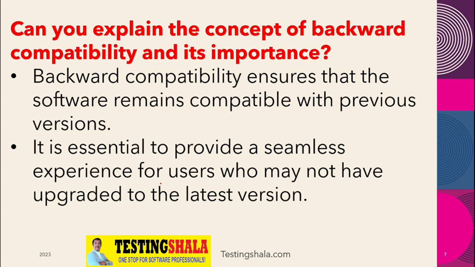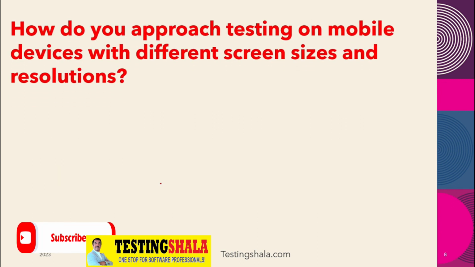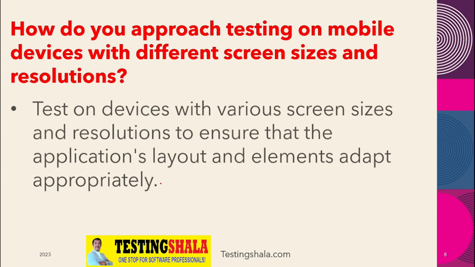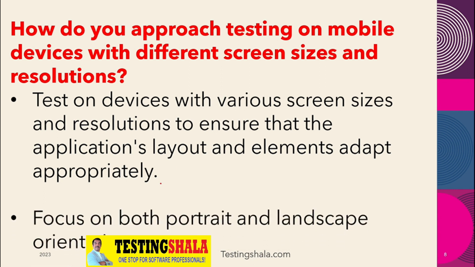And how do you approach testing on mobile devices with different screen sizes and resolutions? This is very important because these days applications are required to be certified on different kinds of mobile devices across different screen sizes and resolutions. Then how will you handle that? We test on devices with various screen sizes and resolutions to ensure that the application layout and elements adapt appropriately, and also focus on portrait and landscape orientation. We should keep this in mind whenever we test these different sizes or resolutions.